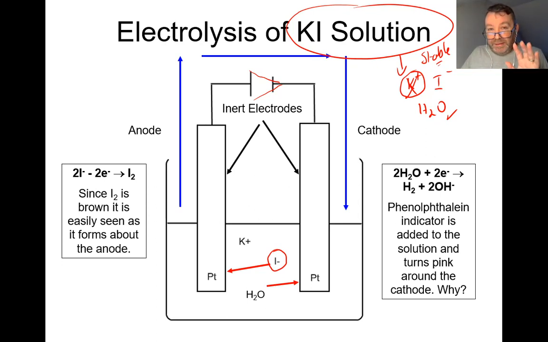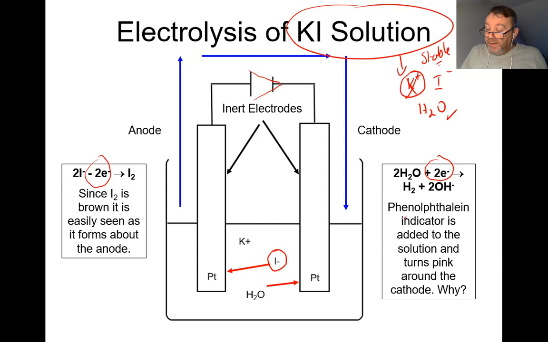Now, what I need to say here is this. The number of electrons that are surrendered at the anode should always be balanced with the number of electrons that are taken at the cathode. Okay, so two iodides surrender two electrons and become I2. Those two electrons are picked up on the cathode side by two water molecules. And when the two water molecules pick up two electrons, they will break up into hydrogen gas and OH-.